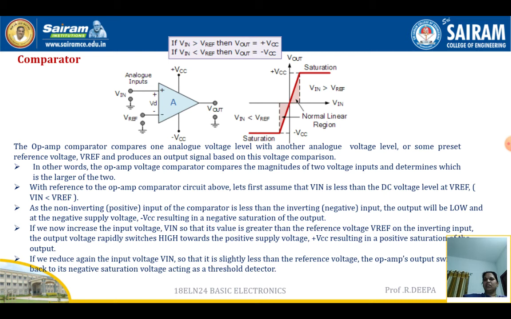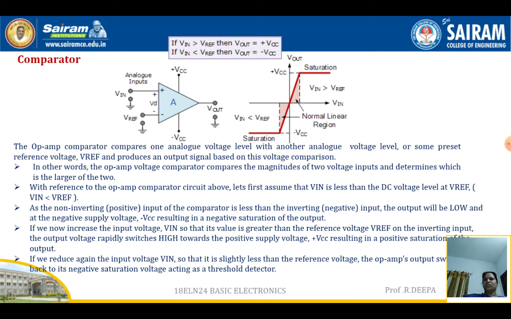Here the circuit is made such that there is an input voltage Vin applied at the non-inverting input terminal, whereas at the inverting input terminal there is a reference voltage, V reference, which is kept constant. So now I am going to compare Vin with V reference, and based on that we are going to assume the output voltage as V0.